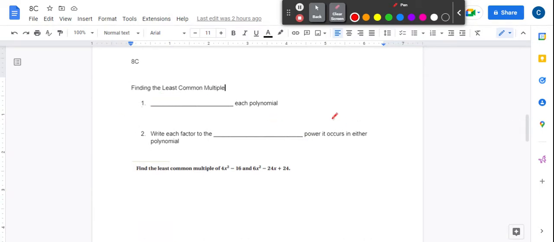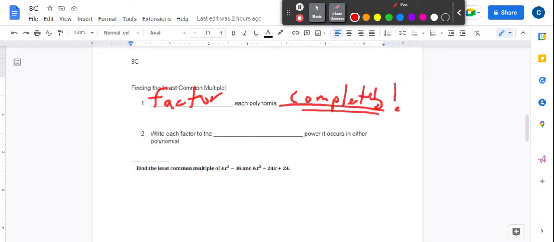For least common multiple, first thing we want to do is factor each polynomial. I'm going to add, factor each polynomial completely. It's very important to do that, just so we know everything that we have. And then we're going to write each factor to the highest power that it occurs in either polynomial.